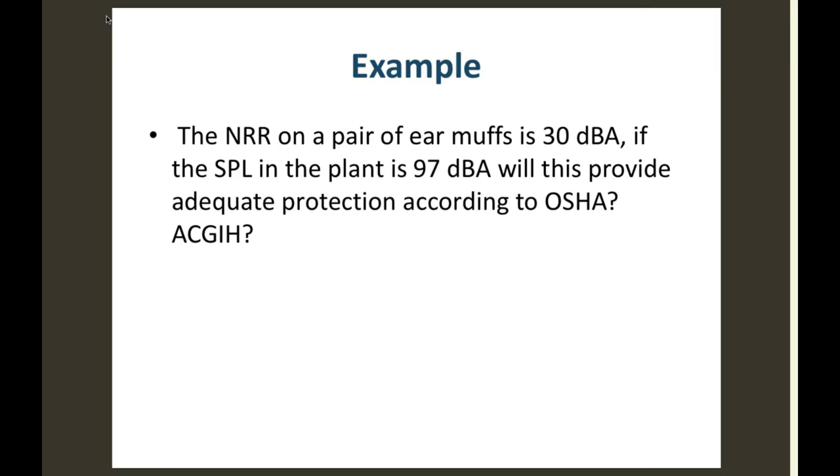The worker wants to use them. He likes them. He thinks they're cool. He wants to use them. Do we have to throw them away and get something else? How about if we combine them? In other words, is there anything wrong with wearing earplugs with the earmuffs?